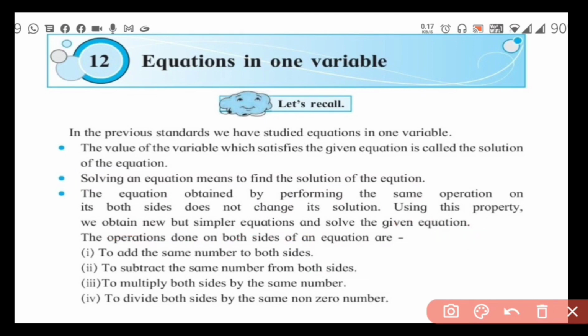We are going to see how we can obtain the simpler equation while solving the sums from question number 2 of 12.1. The operation done on both sides of the equation can be to add the same number to both the sides, to subtract the same number from both the sides, to multiply both sides by same number, or to divide both sides by the same non-zero number. These operations we have to do to make the equation simpler, so that we can find out the solution of the equation.